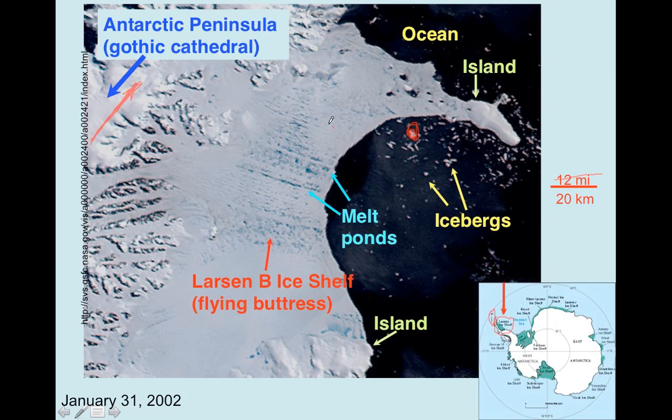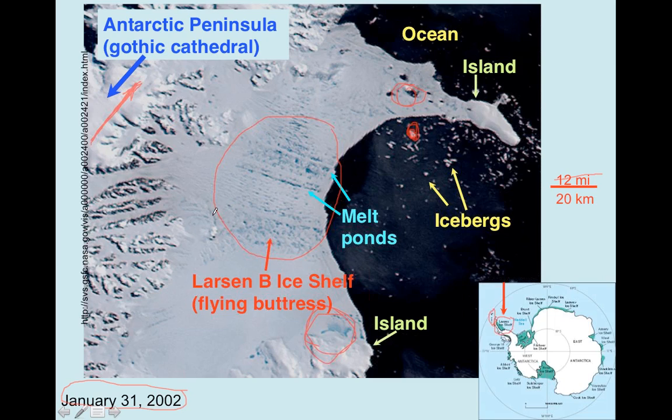In between here is the Larsen B Ice Shelf. This is the flying buttress. It has friction with these islands up at the top. It has friction with islands down at the bottom. This ice shelf formed 10,000 years ago as the ice sheet got smaller at the end of the Ice Age. It sat there for 10,000 years up to January 31st, 2002.